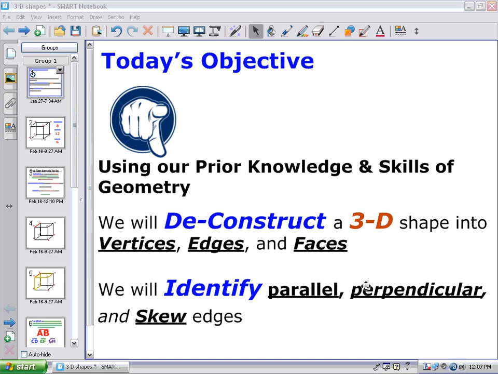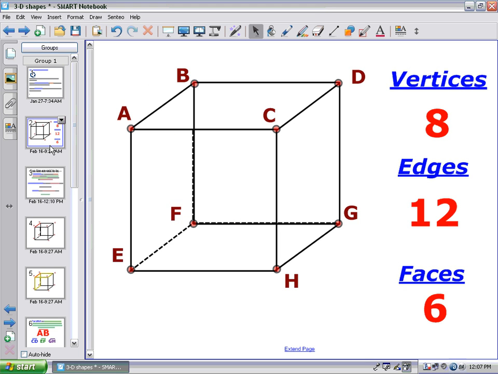Today what we're going to do is deconstruct a 3D shape into its primary building blocks, which are vertices, edges, and faces. And then we're going to take a closer look at the edges, and through definition we are going to identify whether these segments are parallel, perpendicular, or skew.